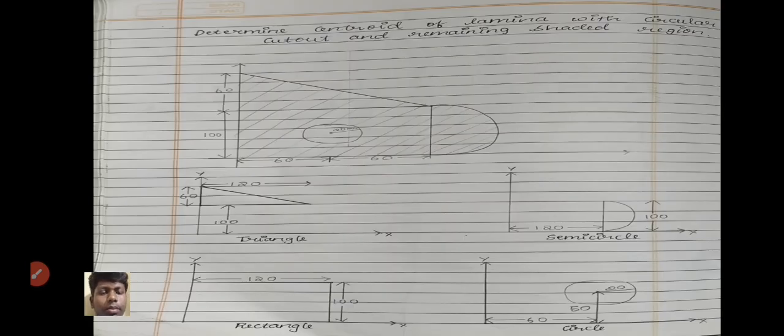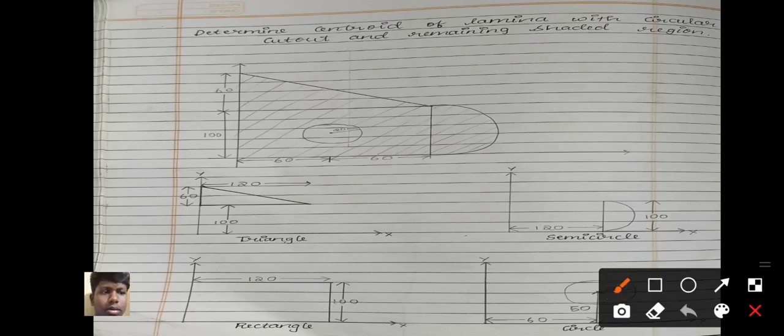Here is the problem. This is the given figure, where we have a shaded region, and this whole shaded region is divided into four parts, where the first will be the triangle, second will be the semicircle, third will be the rectangle, and fourth will be the circle.